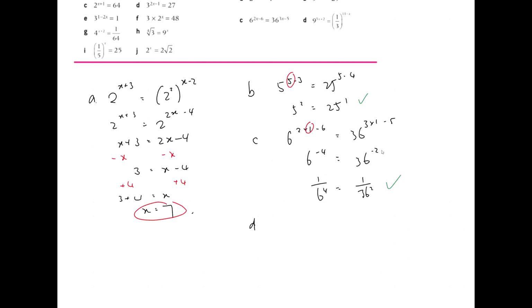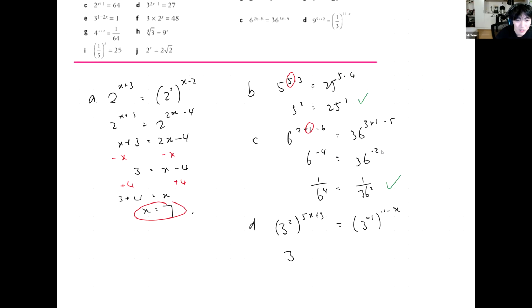Negative 5 over 3. Hannah? Yeah, same. Okay, so you want to convert to the same base. In this case, maybe convert it to 3. So 3 squared is 9, right? Copy everything else. On the right hand side, we have 3 to the power negative 1, and then copy everything else. And then again, we want to keep the base 3. So we expand the bracket. This becomes 2 times 5, 10x plus 6. This is negative 1, so 11 minus x simply becomes x minus 11.